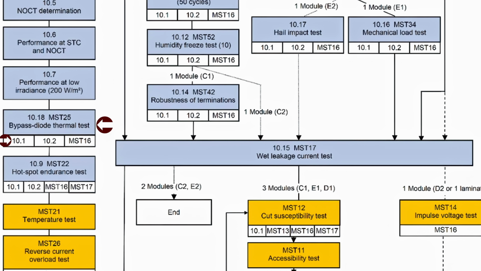Also, again, as you see, they do again a visual inspection, STC power determination, and a dry isolation test. Hotspot endurance test, so you shade artificially one cell to different values, 50%, 75%, and so on, to find the maximum stress of that module. And then you carry out also the sequence of tests, plus additionally the MST 16, that's the wet insulation test.